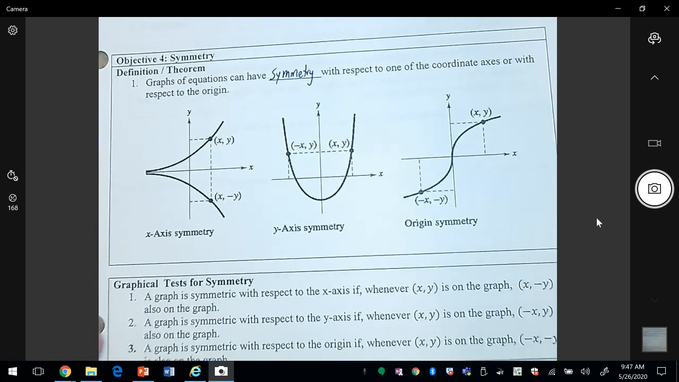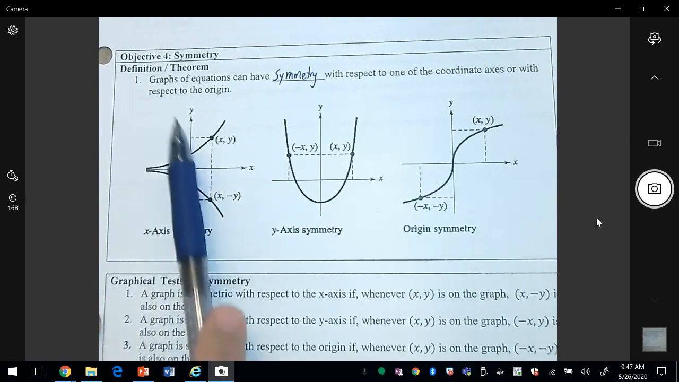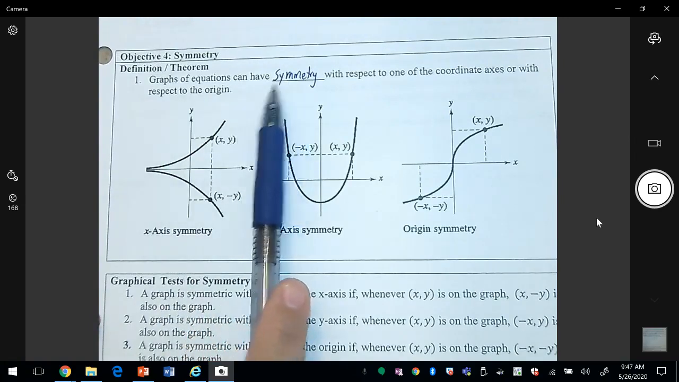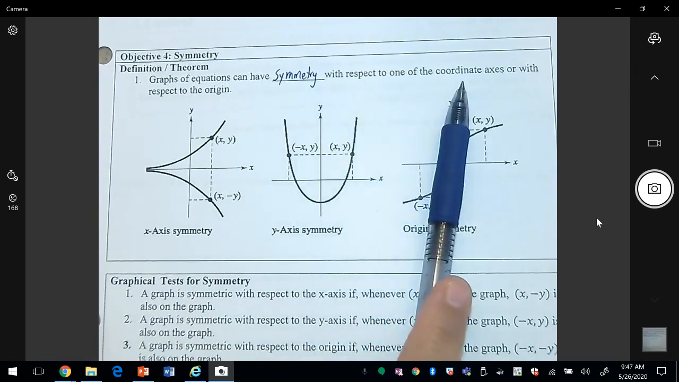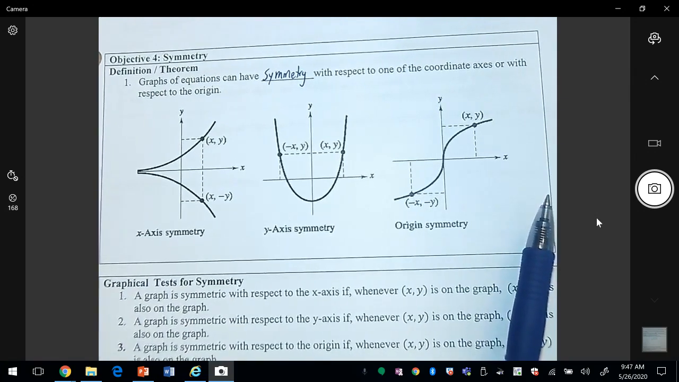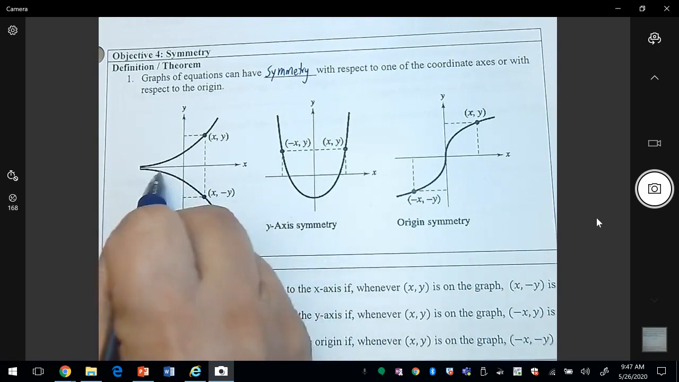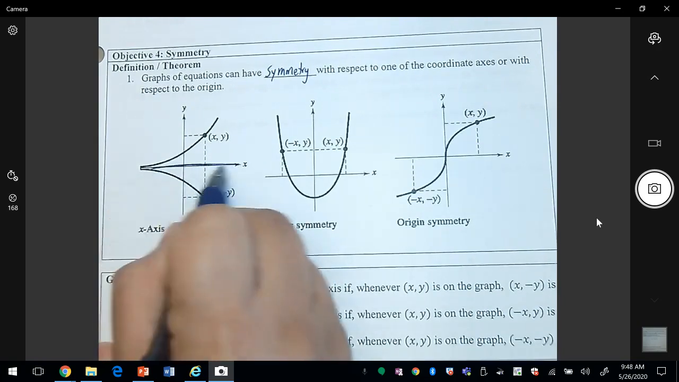So in this video, we're going to look at symmetry of functions. Graphs of equations can have symmetry with respect to one of the coordinate axes or with respect to the origin. So axis symmetry, x-axis symmetry, basically here is your x-axis right here.